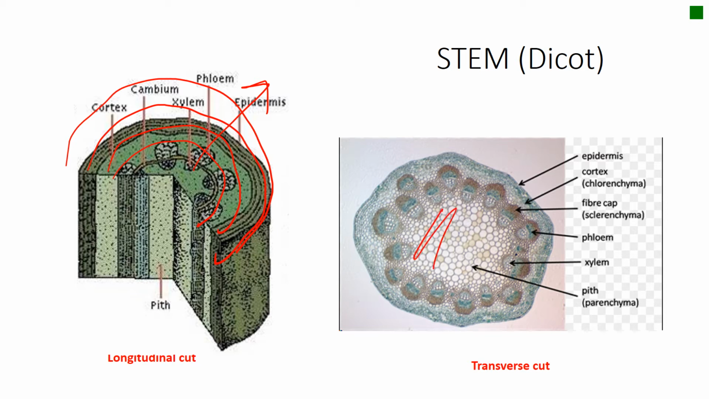And the last one, again at the center, this is another filler, which is what we call the pith. So sometimes the function of the pith is to store mineral or food, but in some plants also, at the end, when the plant becomes mature, the pith completely disappears.